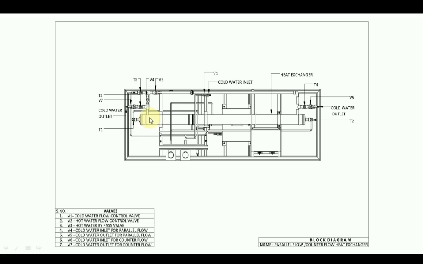Then if we want to operate it in a counter current manner, we need to close valve V4 and open valve V6. The fluid will directly move through this line and ultimately come over here. Then we also need to close this valve V5. Then the fluid will enter at this end, travel towards the left, and ultimately come out from this line. That is how we will be able to operate our double pipe heat exchanger in a co-current and counter current manner.